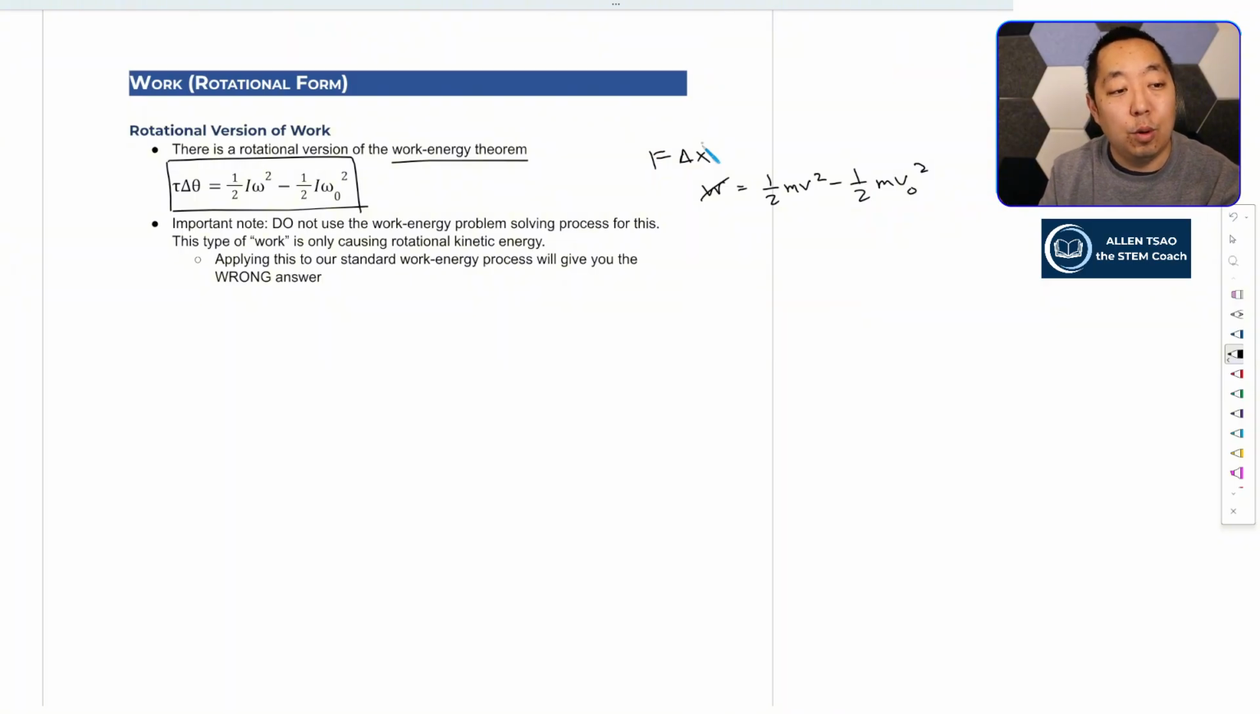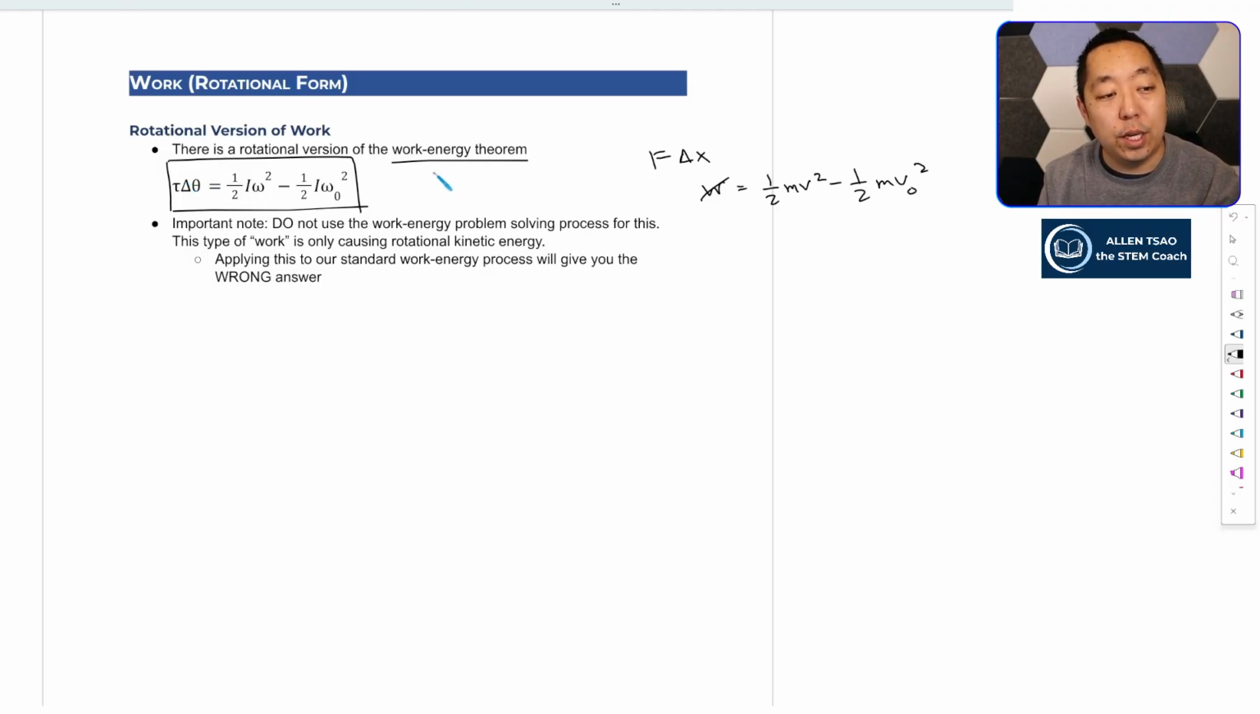So don't think of this as the same kind of work. It is literally only used to apply the work energy theorem with the object itself and the kinetic energy. So don't apply the standard work energy process. This is specifically a torque over an angular displacement, kind of like a force over a linear displacement, which can cause a change in the rotational kinetic energy, just like this caused a change in the linear kinetic energy. So this is a completely separate kind of thing. It's just specifically only when we're doing this.